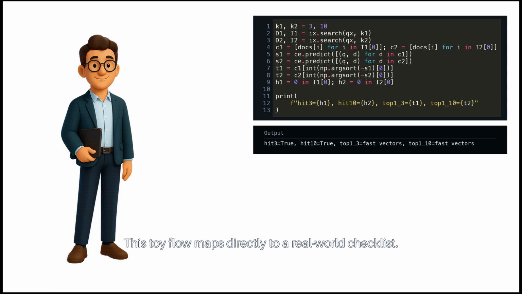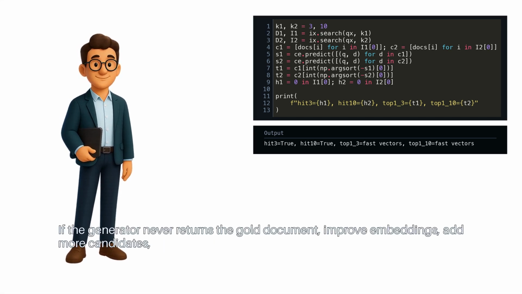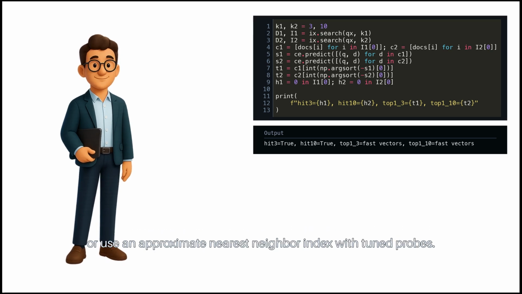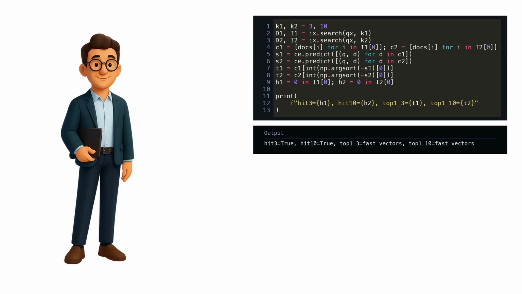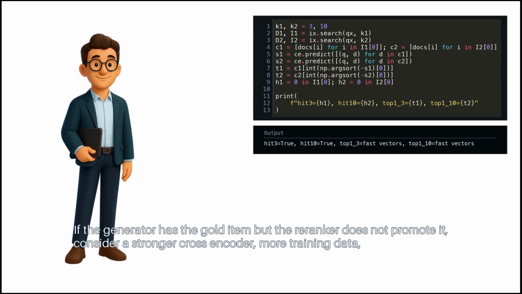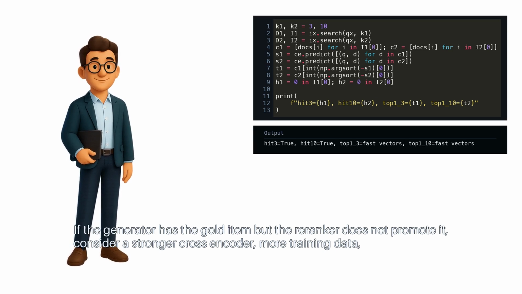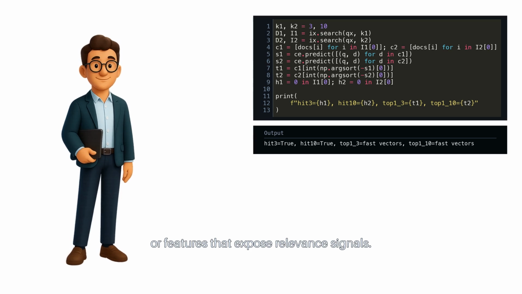This toy flow maps directly to a real-world checklist. If the generator never returns the gold document, improve embeddings, add more candidates, or use an approximate nearest neighbor index with tuned probes. If the generator has the gold item, but the re-ranker does not promote it, consider a stronger CrossEncoder, more training data, or features that expose relevant signals.